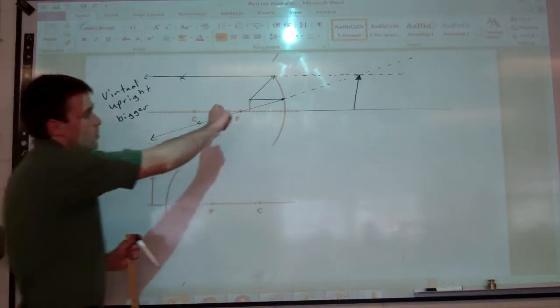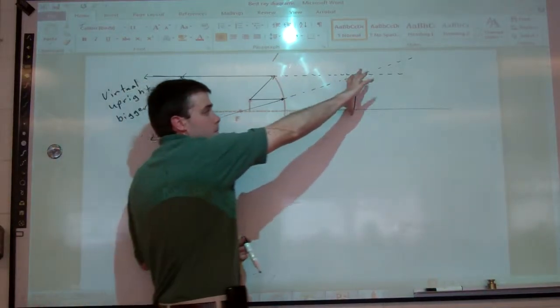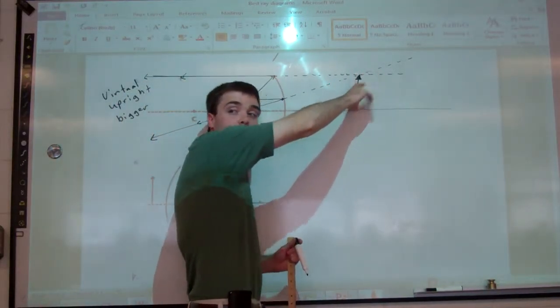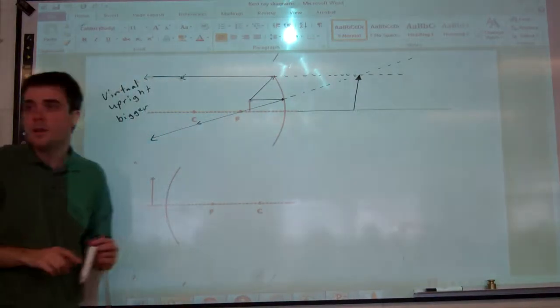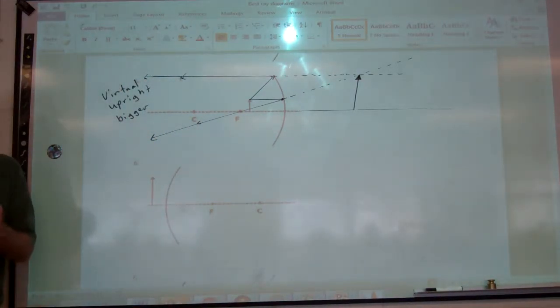So this is our original one, and this is the one we found the image of. So you see how this arrow is just bigger than that one? So that's all we do to find bigger or smaller, is just compare the two sizes. Alright. Any other questions on this one?